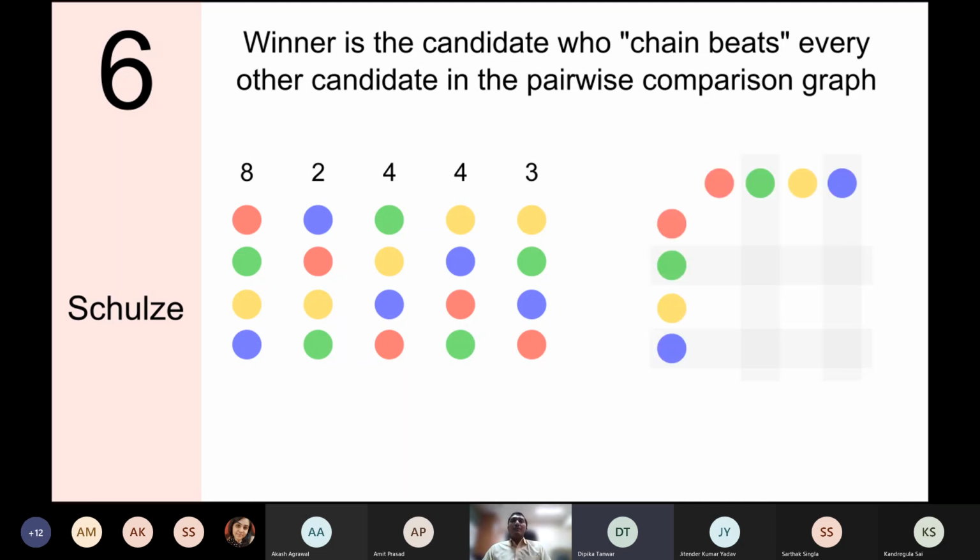I'm going to first compute a matrix whose rows and columns are all the candidates. The way this matrix is defined is that if I look at the blue row and the red column, then the number that goes here is the number of voters who prefer blue to red minus the number of voters who prefer red to blue. So row over column minus column over row. That's how you define these entries.